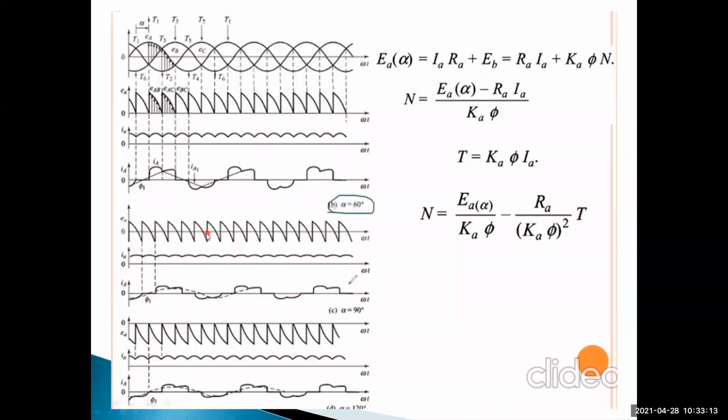The freewheeling diode conducts for the negative peaks' duration, so that's why you get a discontinuous output voltage. For alpha equal to 120 degrees, you get a complete negative side. The output voltage will become completely negative. That means pi by 6 plus 120 degrees, how much? 150 degrees. After 150 degrees, the output voltage is completely negative.